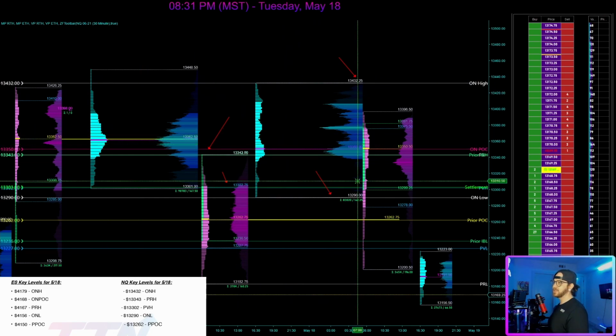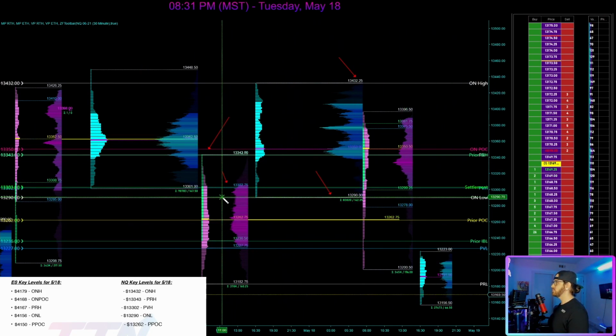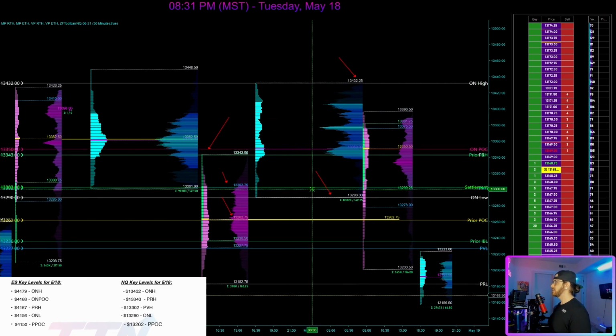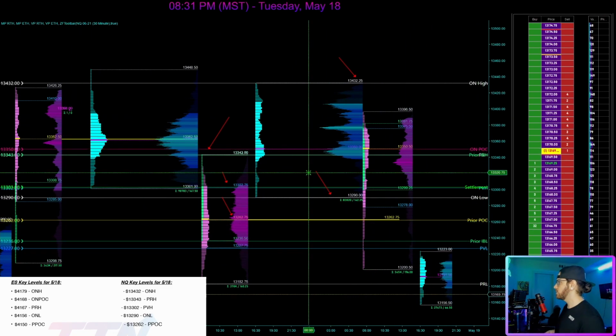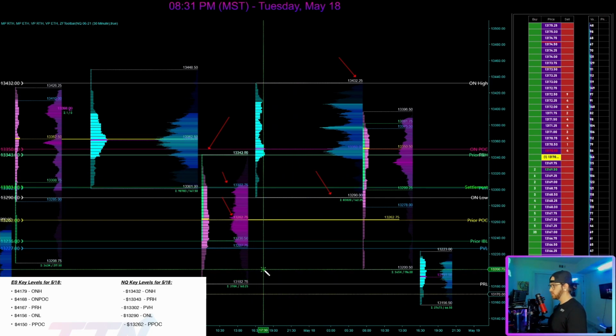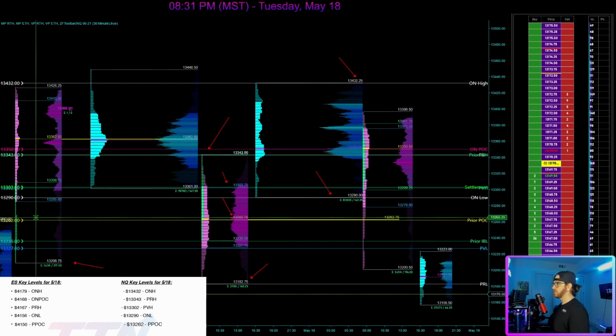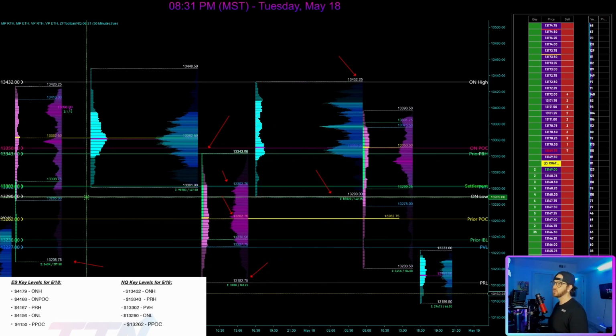So last level that I was looking at was the prior POC. Prior POC was all the way down here at 13,262. And that, again, got run through, and we moved very close to the lows from yesterday. And you can see that we moved past the lows from that May 14th session on NQ as well.